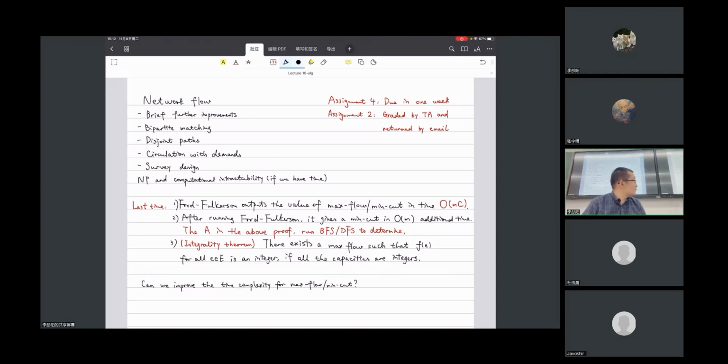It's just like in the previous proof: we ran the Ford-Fulkerson algorithm and used a BFS or DFS to determine the set that is reachable from the starting point S, and that gives you a min cut. The third point, which we will use a few times today, is called the integrality theorem. There exists a max flow such that, as long as all of your capacity constraints are integers, the value that we achieve is also an integer. Okay, so any questions for the last lecture?